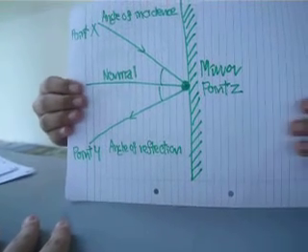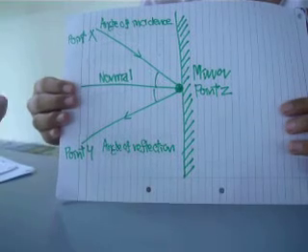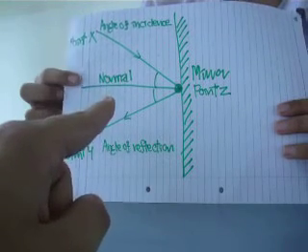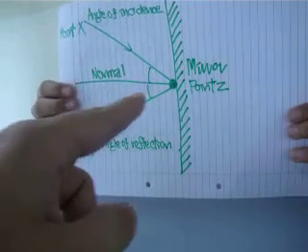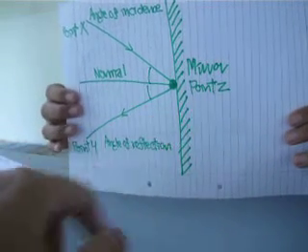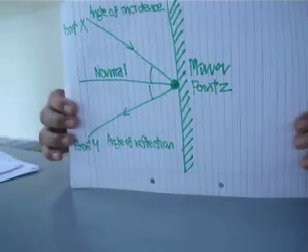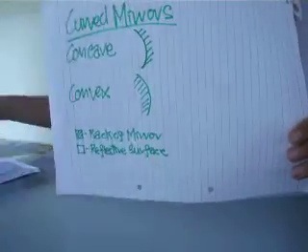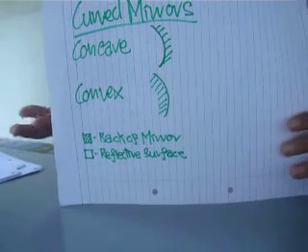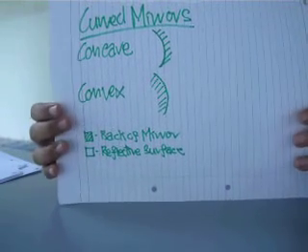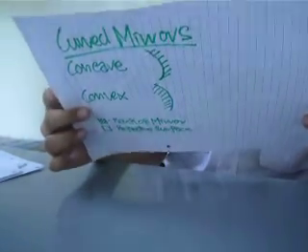A line perpendicular to the surface is imagined at the point of reflection. This line is called the normal. It begins at point Z. The word perpendicular means that it is 90 degrees to the plane. The angle between the incident ray and the normal is called the angle of incidence. And the angle between the reflected ray and the normal is called the angle of reflection.